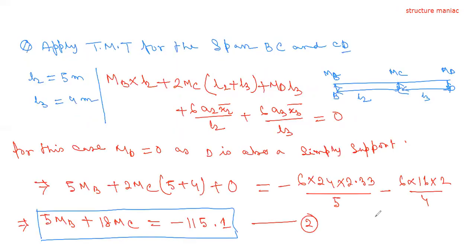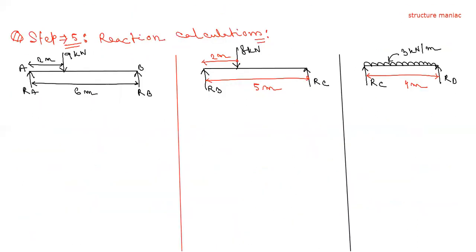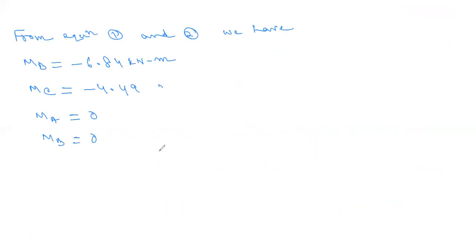So what was that step? We need to apply Clapeyron's three moment theorem. We need to find out the support moments. Then we have to draw the moment diagram or bending moment diagram for these support moments. So we already have the support moments, right? So now we can easily draw the support moment diagram.